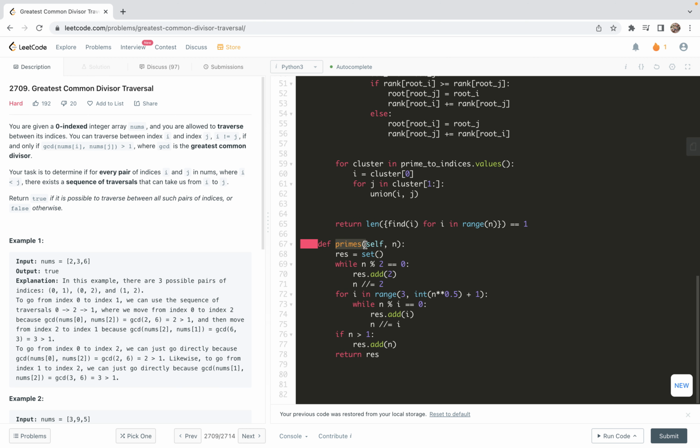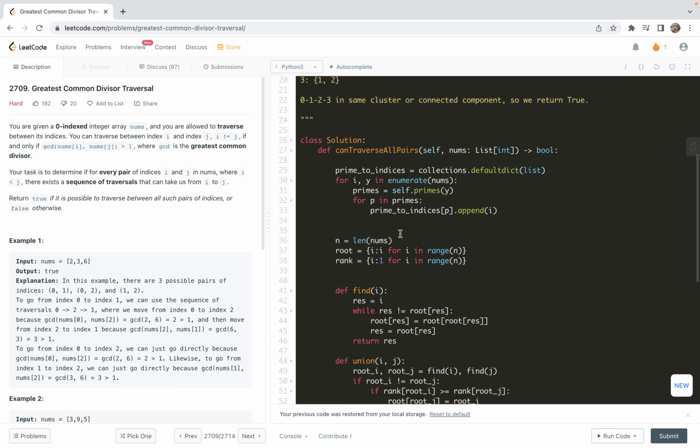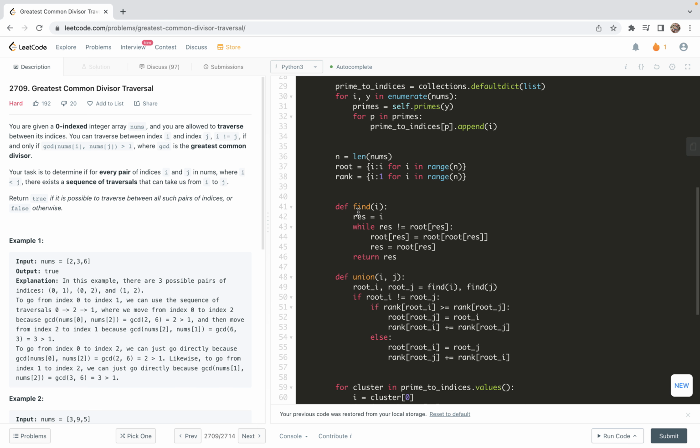So before we make any further comments, let's first do a test. Yeah, it passes the first example here. Now let's look at the generic case. Yeah, it passes all the cases, but it takes some time.